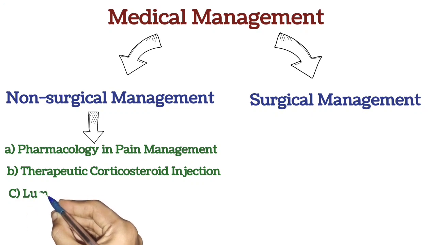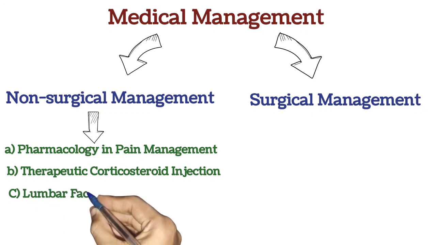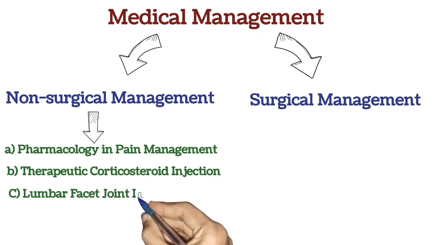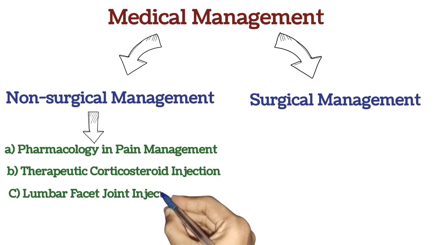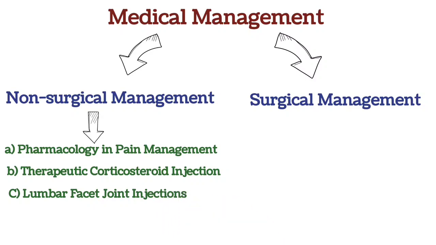C. Lumbar facet joint injections target the facet joints in the spine, which can be a source of pain. Involves injecting an anesthetic and anti-inflammatory medication into the affected joint. Can help diagnose the source of pain and provide relief for a variable duration.